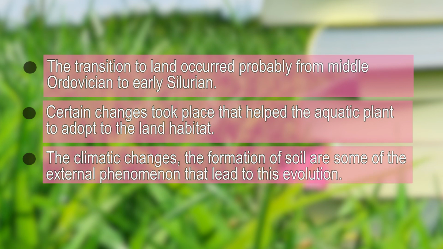Firstly, there was formation of the soil. The climatic conditions, the environment, moisture, humidity, everything was suitable to have plants on land. So, there were certain important changes that took place in the plants. We will be talking about all this.